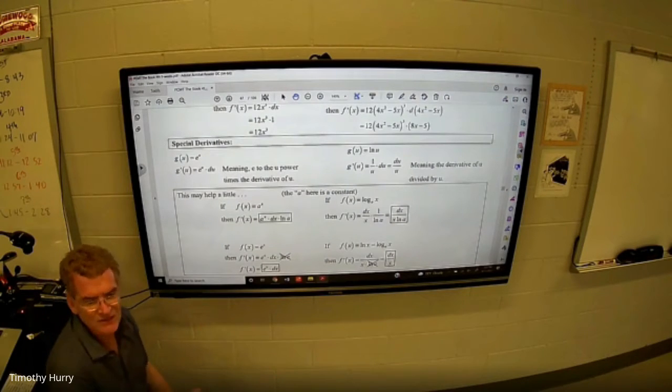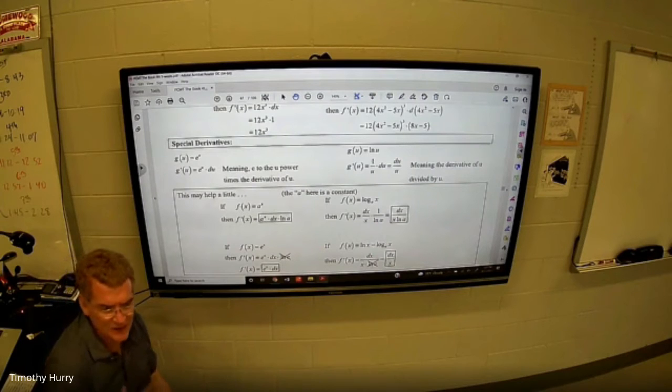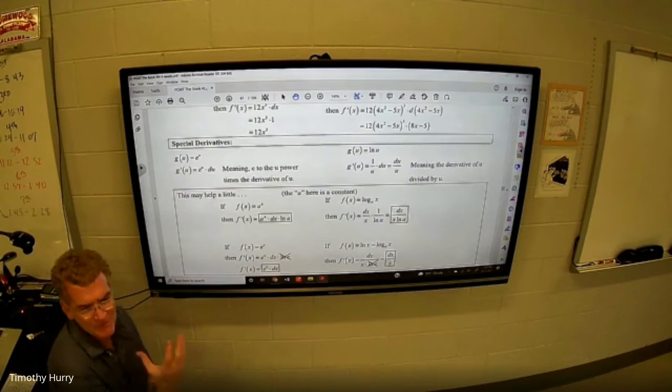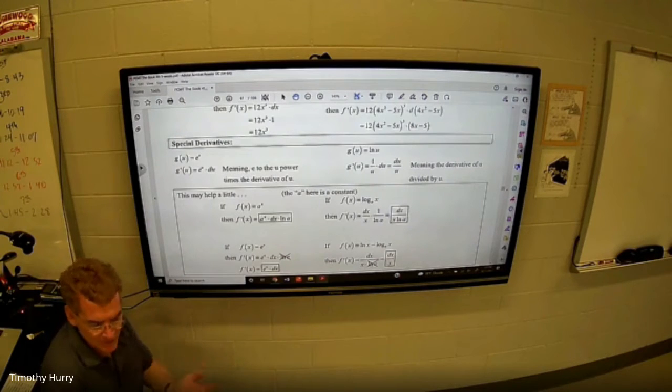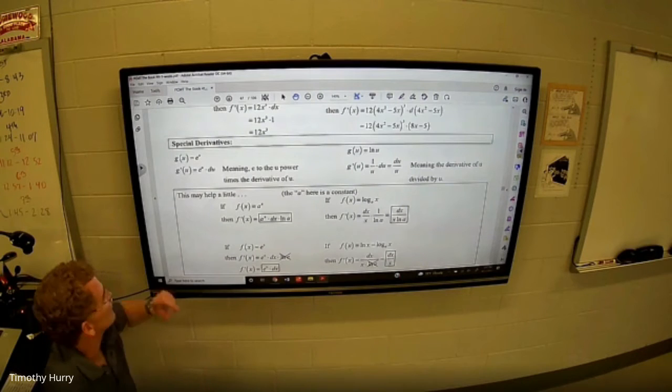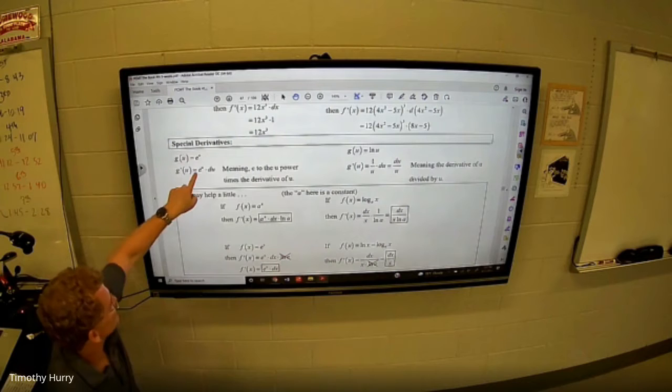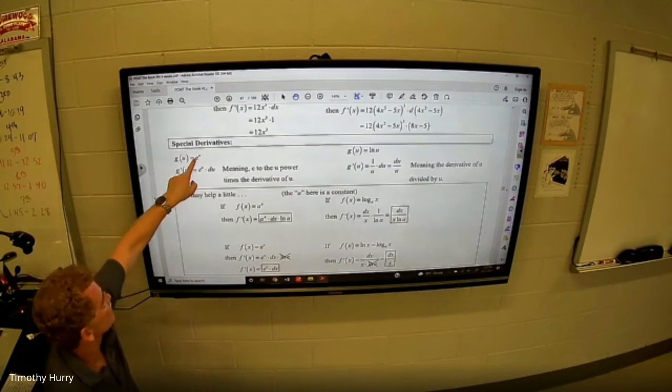Why is the exponent considered inside the function? Because e to the x is a basic whole function. If it's e to the 4x squared minus 5x, now I have a function inside of my e to the x function. E to the x function is the basic e function. The derivative of e to the x is e to the x. But the derivative of e to the blah is e to the blah times whatever the derivative of that blah is.